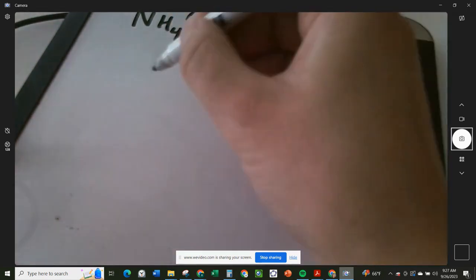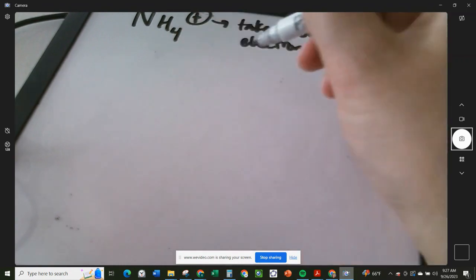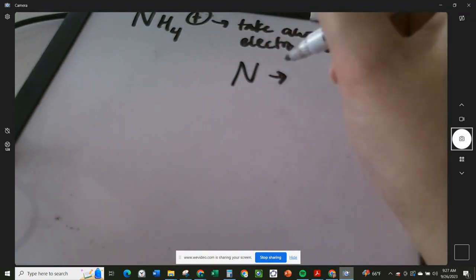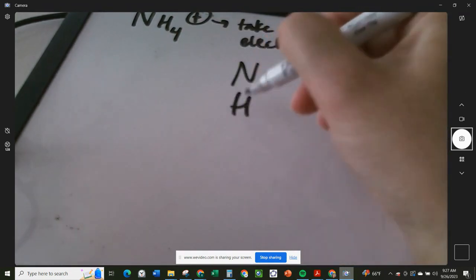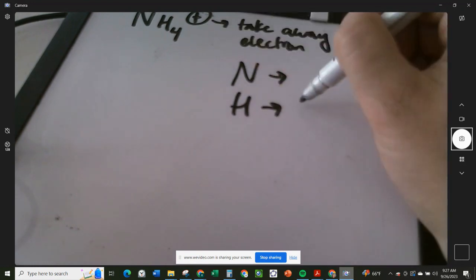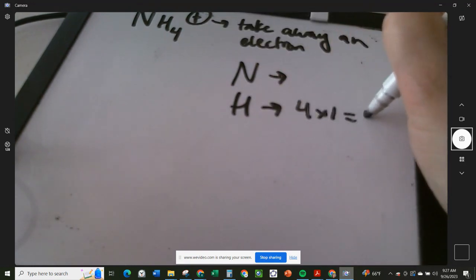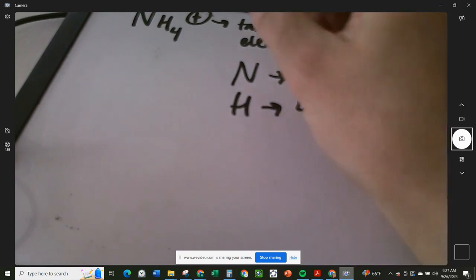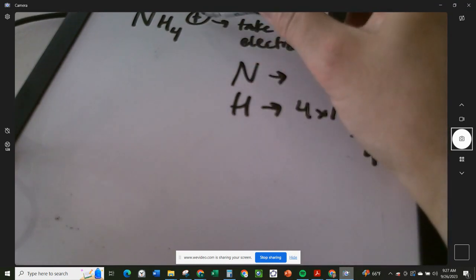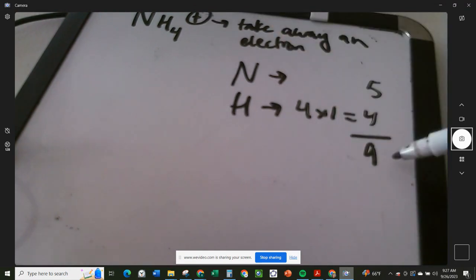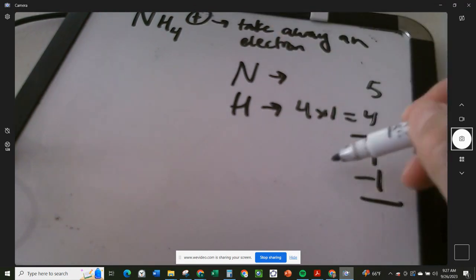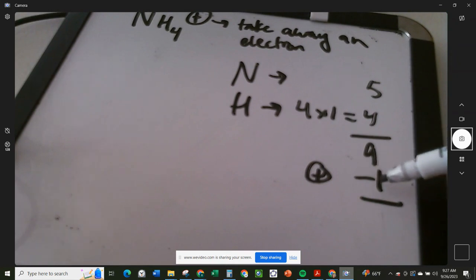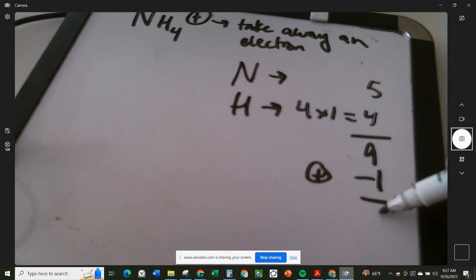Okay, so we're going to take nitrogen and look up how many valence electrons, not total electrons. And then hydrogen. Hydrogen has 1, and there's 4 of them. Nitrogen has 5. So that's a total of 9. But because we have this plus charge, that tells us to take away 1 electron from our structure. So we have 8 electrons we have to show in our structure.